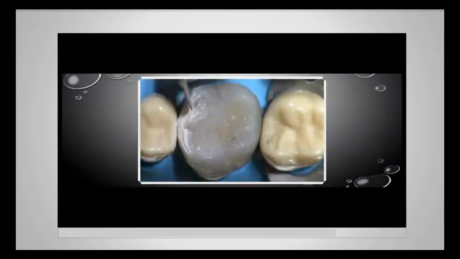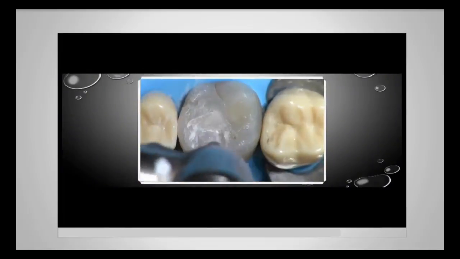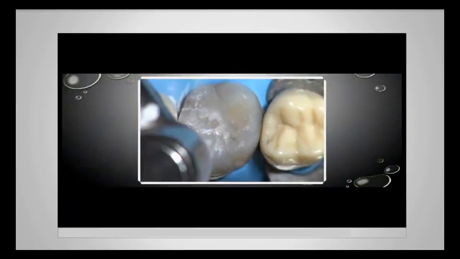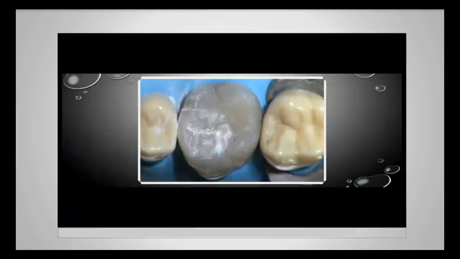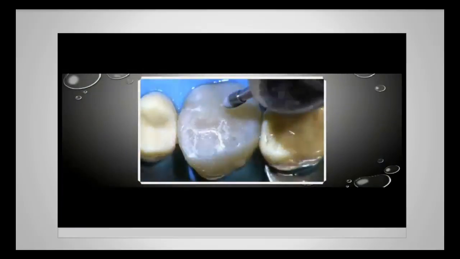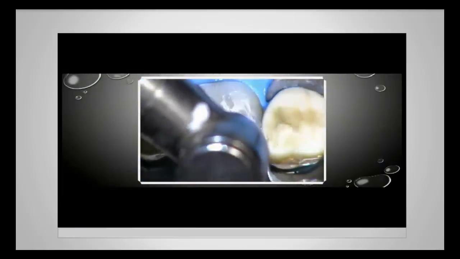And we're just putting in a little bit of anatomy, and we'll use a finishing burr there, and we'll polish it out, sculpt the ridge, and you'll see the finished product. And so there's our generic finished class 2 with immediate dentin sealing.